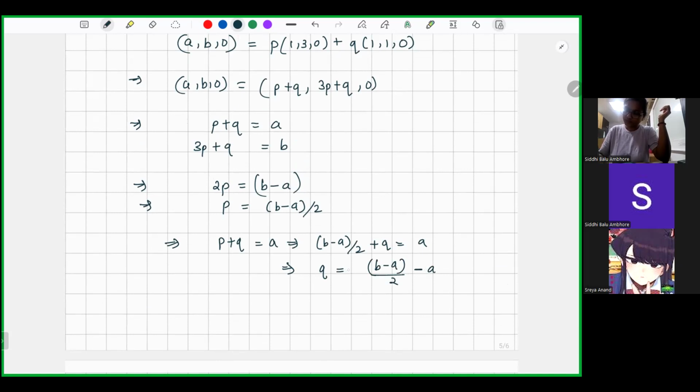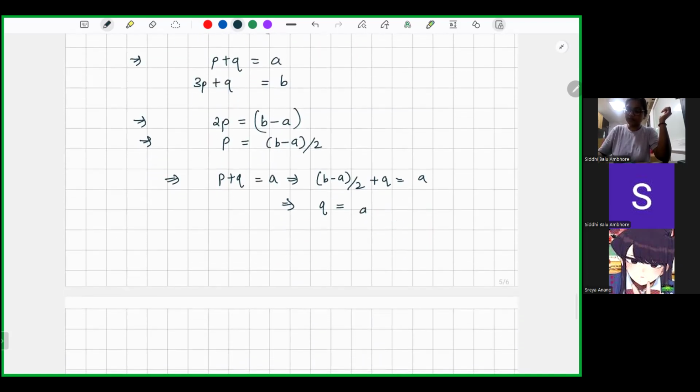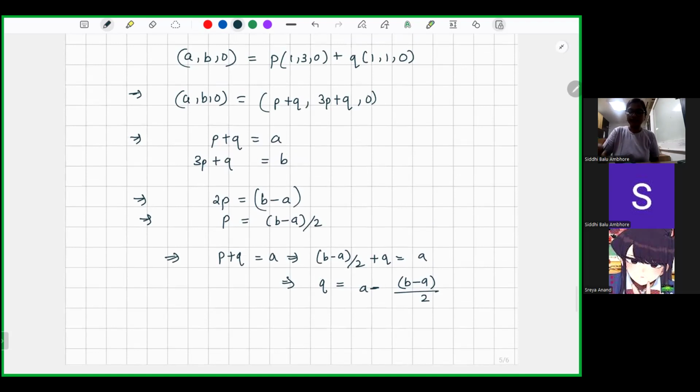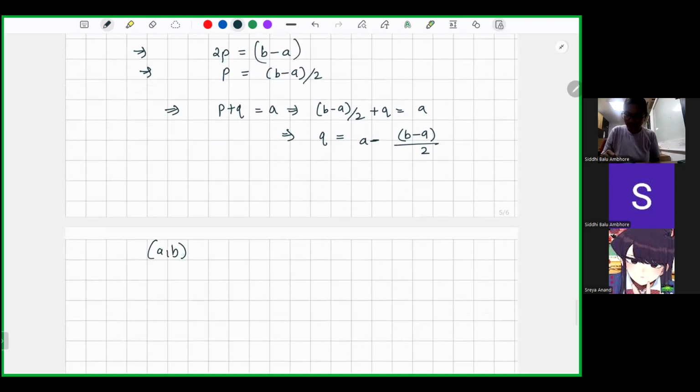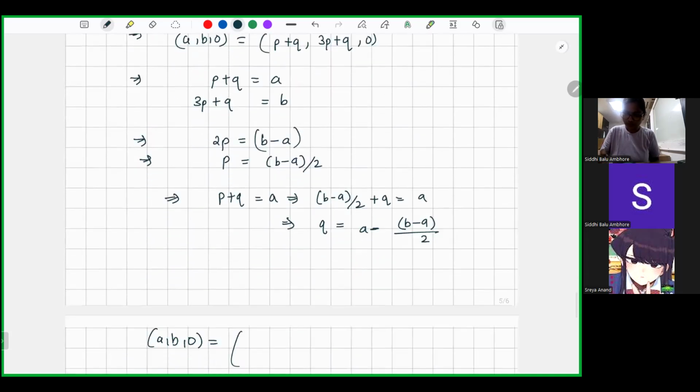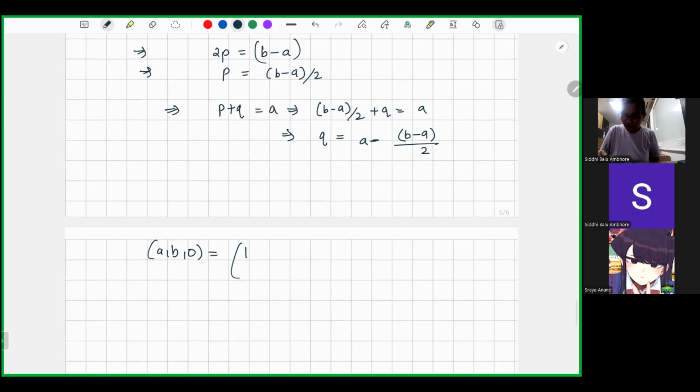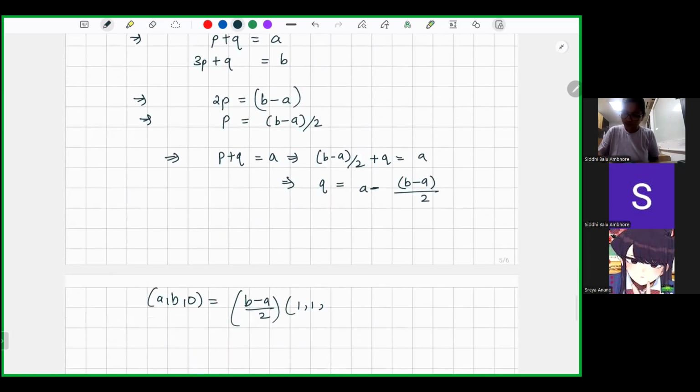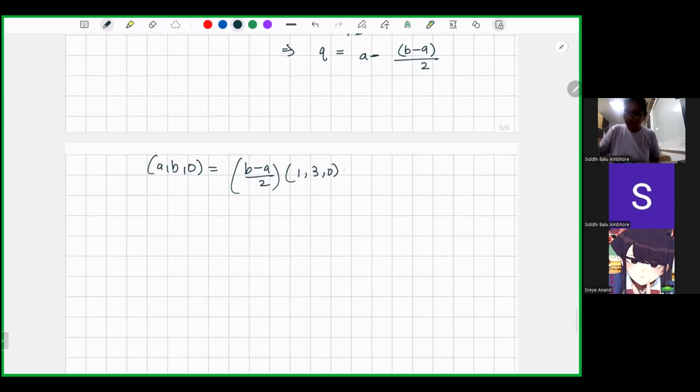So q will be, it will be minus, right? This minus and this plus. Or let me just write a minus (b minus a) by 2. And then this gives me that any element (a, b, 0) can be written as this. p was my (b minus a) by 2 times (1, 3, 0), right? Yeah, (1, 3, 0) plus this element. We can solve this, right?